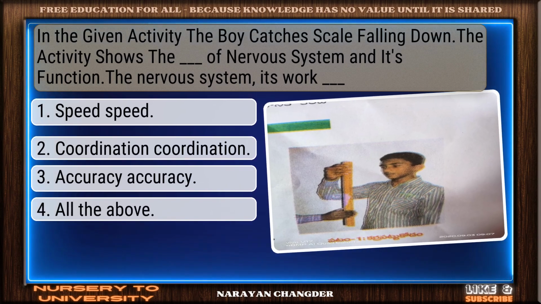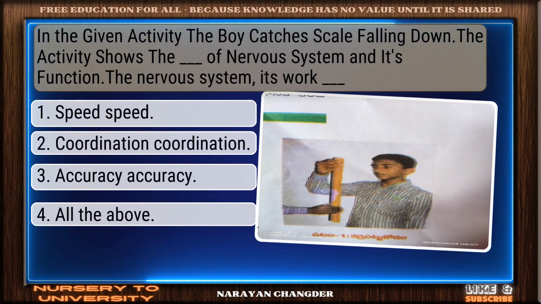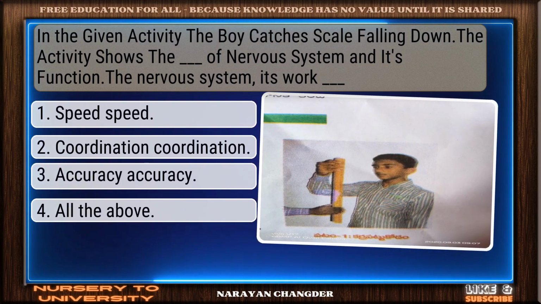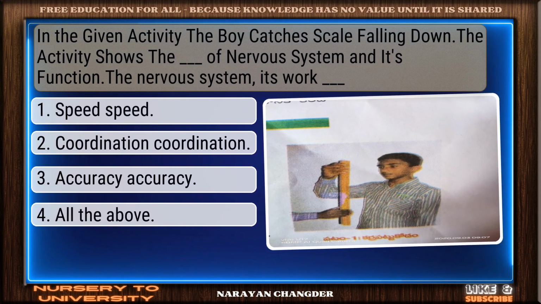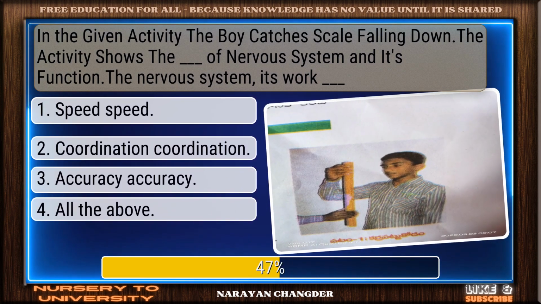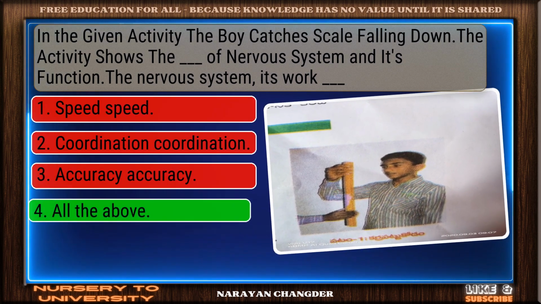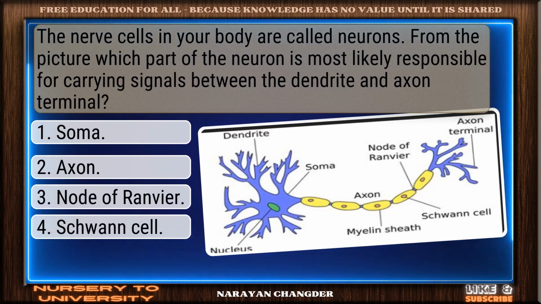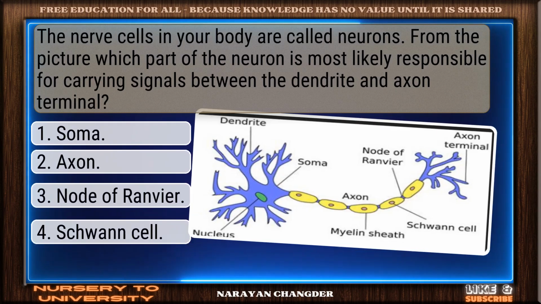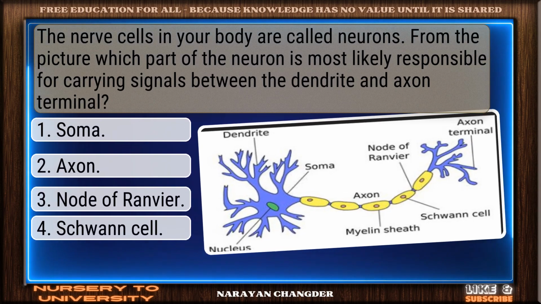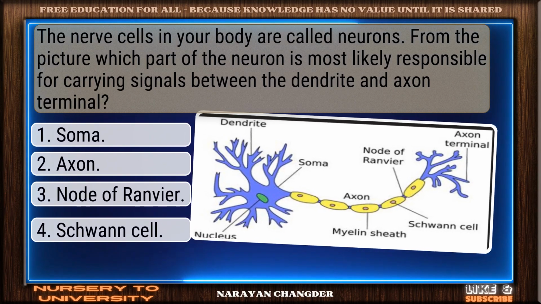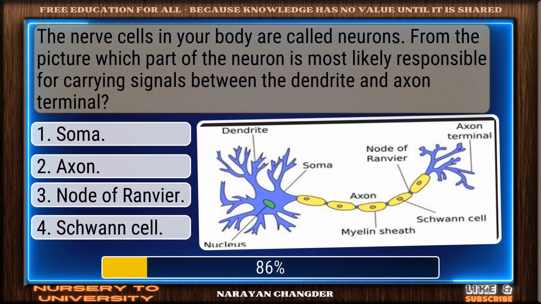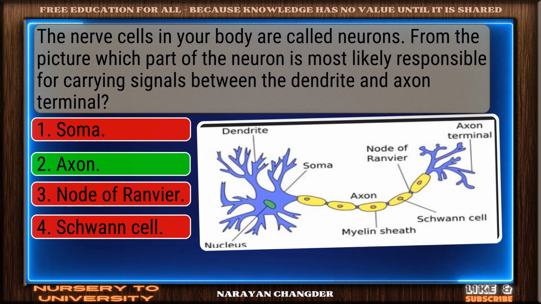In the given activity, the boy catches a scale falling down. The activity shows the coordination of the nervous system and its function. The nervous system, its work. Nice work. All the above fits perfectly. The nerve cells in your body are called neurons. From the picture, which part of the neuron is most likely responsible for carrying signals between the dendrite and axon terminal? You're right. Axon is correct.